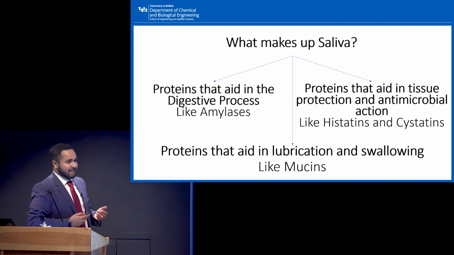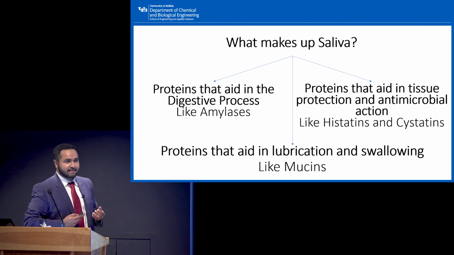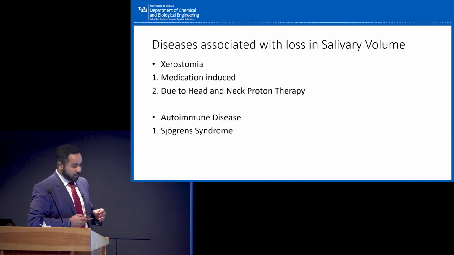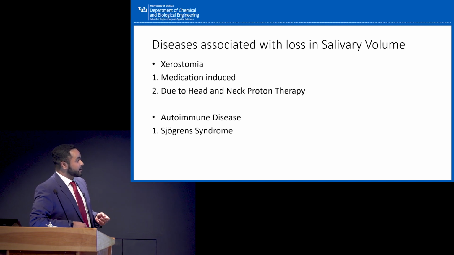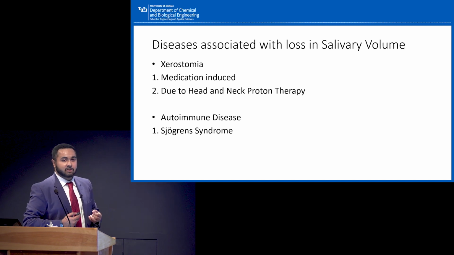So why do we care about the salivary gland so much? Well, there are diseases, as the boss mentioned, that affect the salivary gland and affect saliva flow rate, and those are in two major categories. They are xerostomia and an autoimmune disease called Sjogren's syndrome. So xerostomia can be caused either via medication or due to any kind of head and neck radiation therapy, which basically is for any kind of head and neck cancers. The autoimmune disease Sjogren's syndrome is basically when your immune system itself attacks and kills all the saliva-producing cells of the body.